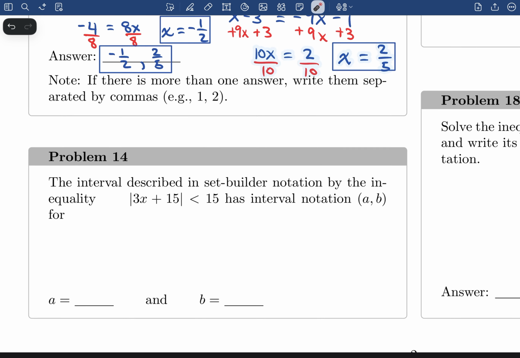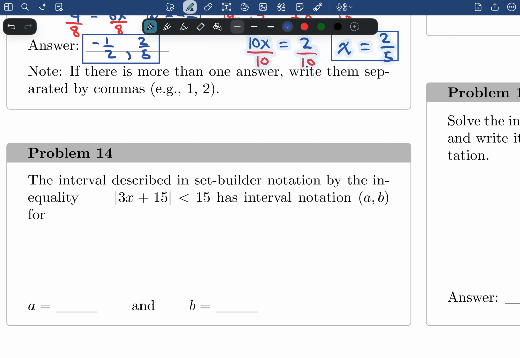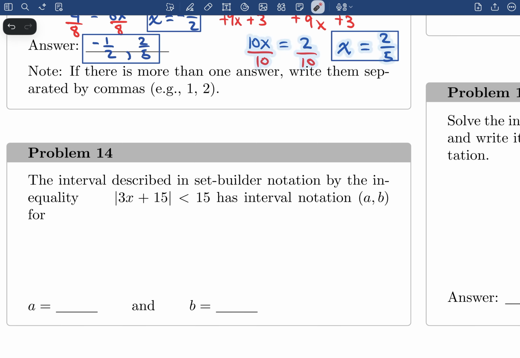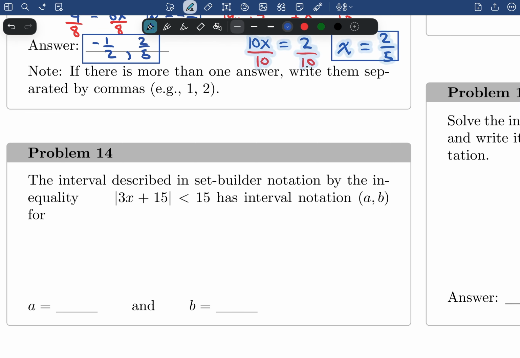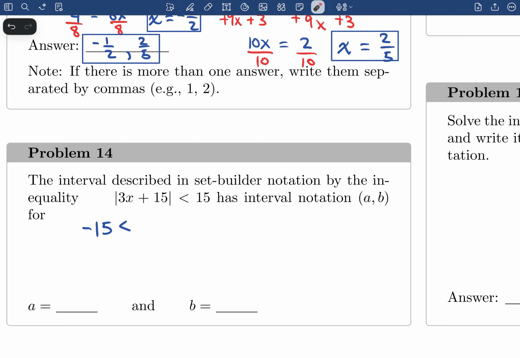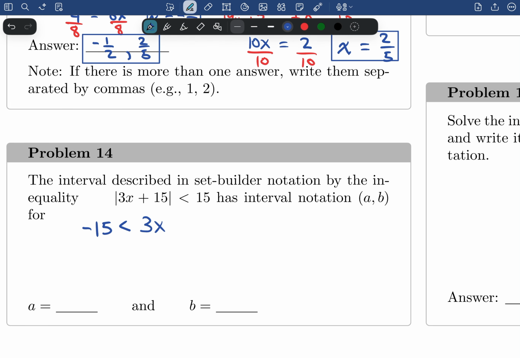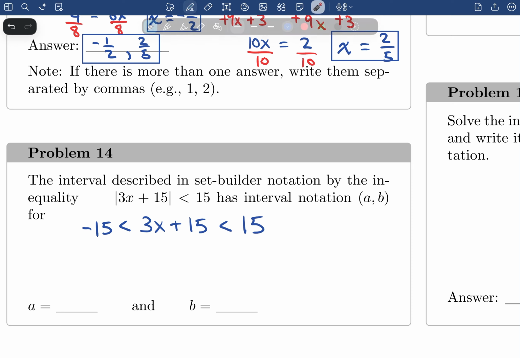So how do you do it? Well, you take this value 15 right here, and you create a double inequality, making that 15 negative on the left-hand side. And that's going to be less than 3x plus 15, which is less than 15. Okay, so this is how you do it.